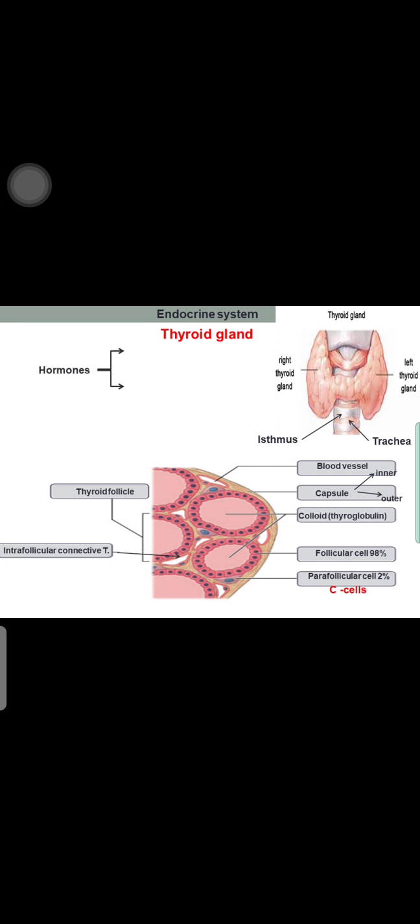What are the hormones produced by the thyroid gland? The first hormone is the thyroxine hormone, and the second hormone is the calcitonin hormone. Thyroxine hormone is produced by the follicular cells, and the calcitonin hormone is produced by the parafollicular cells.